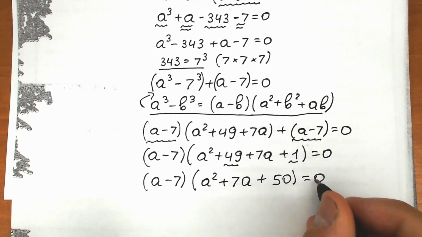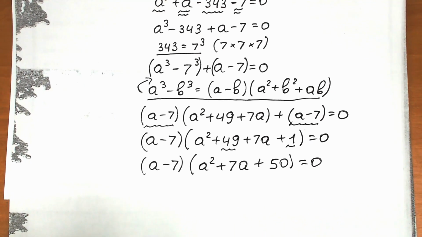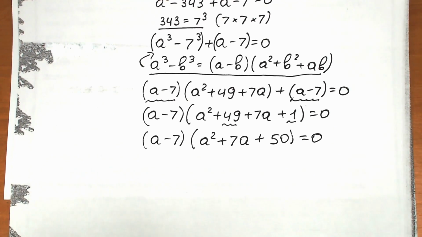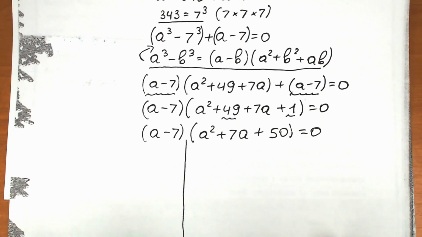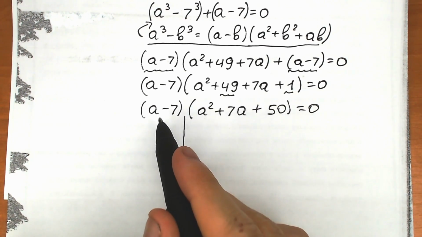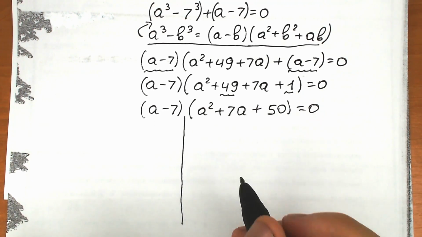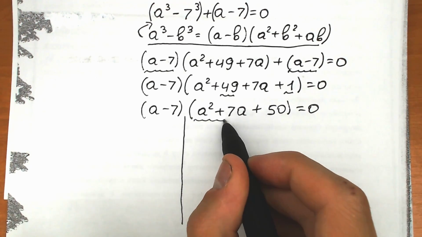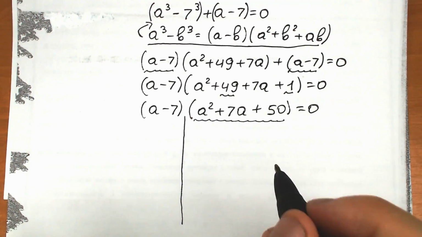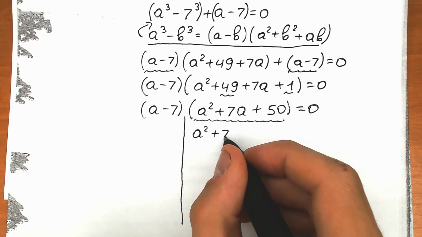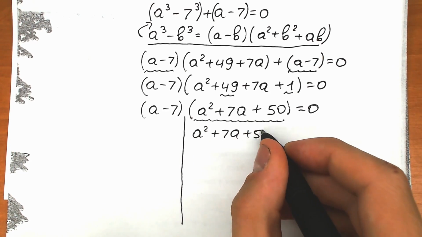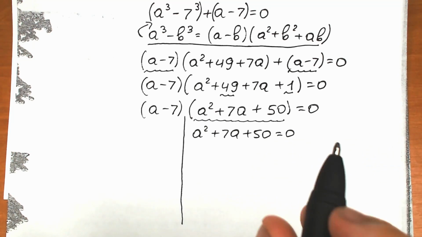Okay, so we factored our challenge. We have two parentheses, and in terms of math we need to know that if a product of two parentheses is equal to 0, it implies that one parentheses equals 0 or the other parentheses equals 0. Let's look, for example, at this first parentheses. So let's write the equation with this first parentheses. What do we have right here? A square plus 7a plus 50 equal to 0. This is a classic quadratic equation.